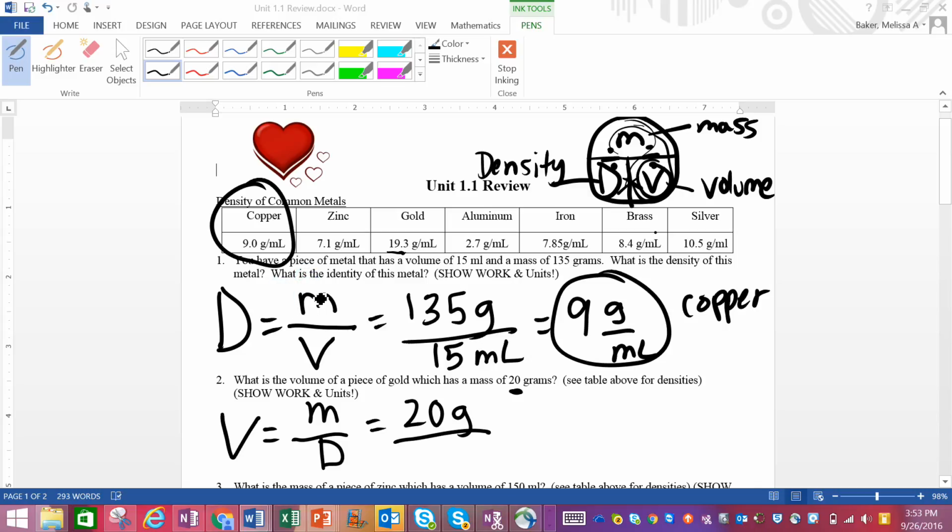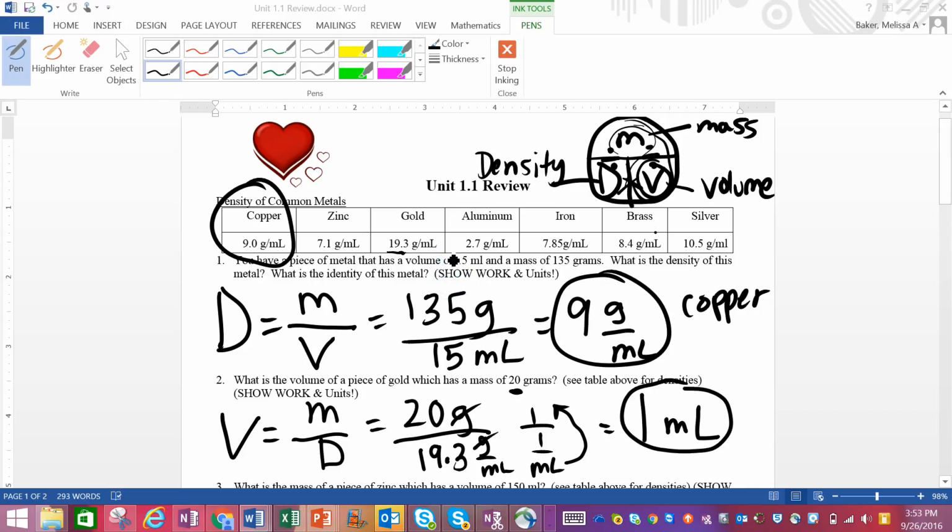the density for gold, 19.3 grams per milliliter. And just for the record, grams cancels out and I've got 1 over milliliters, which means milliliters flips to the top. And 20 divided by 19 is about 1 milliliter. So I'm going to round to 1.